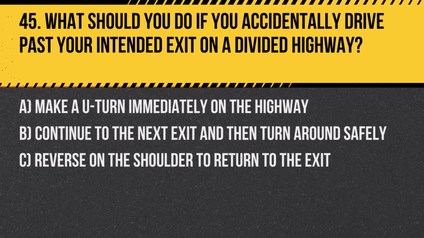Question 45. What should you do if you accidentally drive past your intended exit on a divided highway? A. Make a U-turn immediately on the highway. B. Continue to the next exit and then turn around safely. C. Reverse on the shoulder to return to the exit. Answer B. Continue to the next exit and then turn around safely. It is unsafe and illegal to reverse or make a U-turn on a highway.